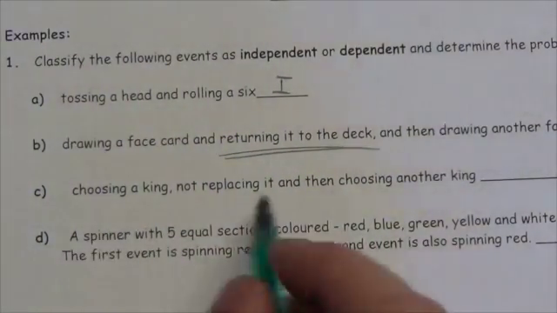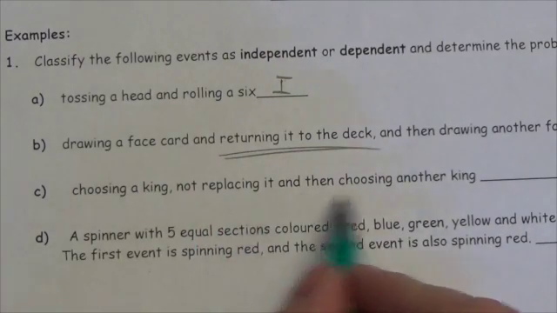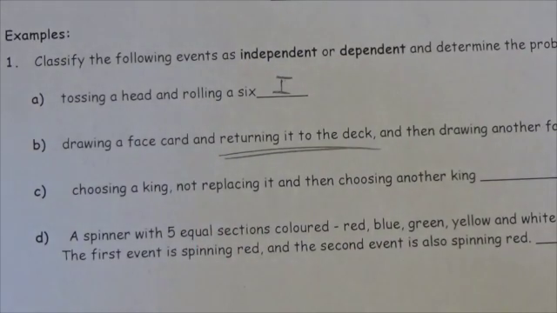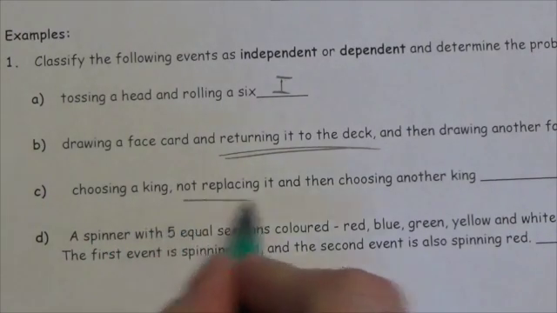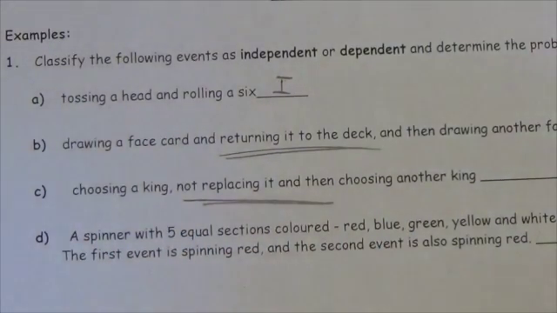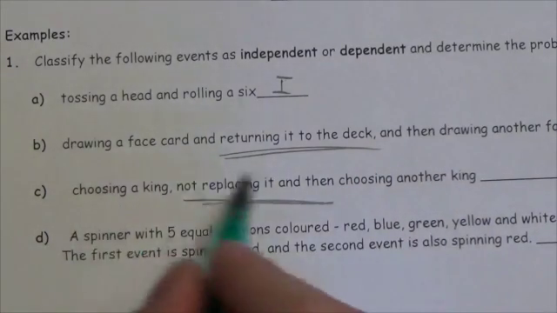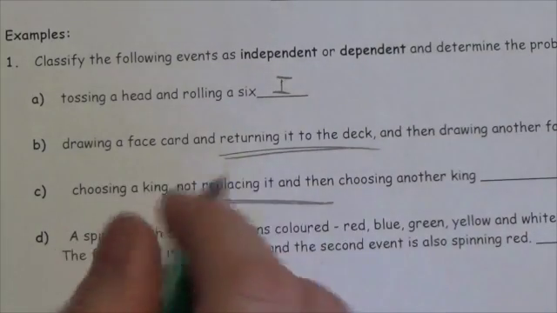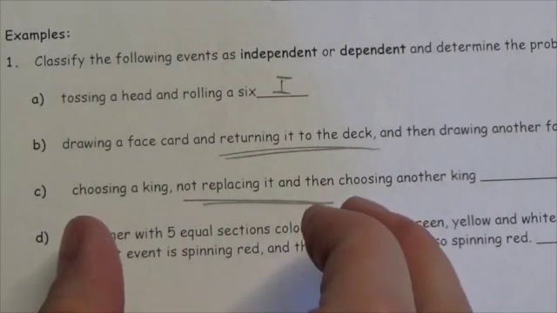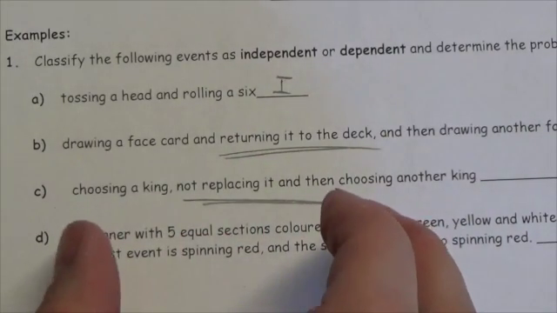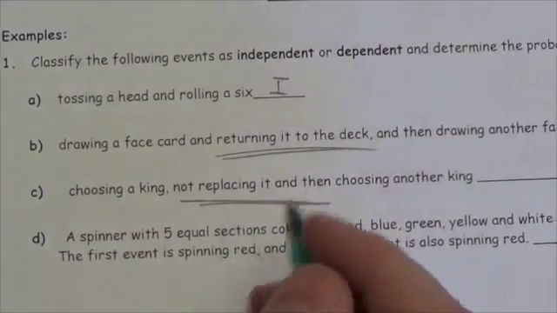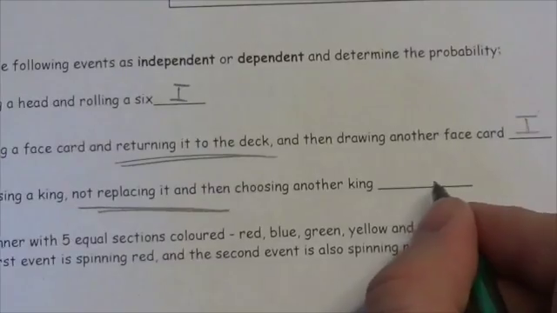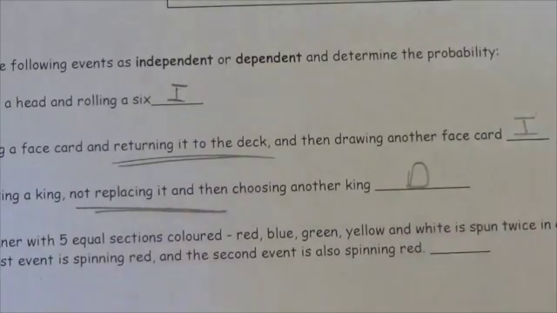Choosing a king, not replacing it, and then choosing another king. Okay? So not putting it back in that deck. So choosing a king here, the sample space for that particular event is going to be 52 because there's 52 cards in the deck. And if you don't put it back, then you're left with 51. So that first event did affect the sample space for the second event, so those are dependent.